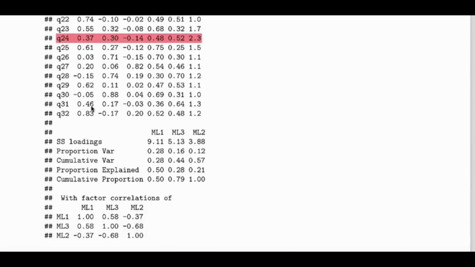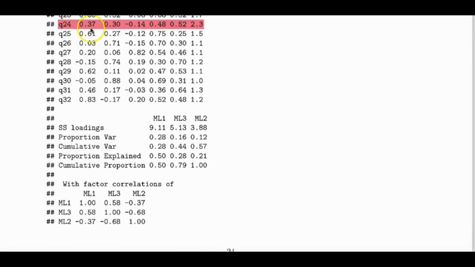But if you look at 24, it's not loading as highly on the first factor. It's also loading on the third factor. It's definitely not on the second one. So I would suggest we remove 24, at least for teaching purposes.